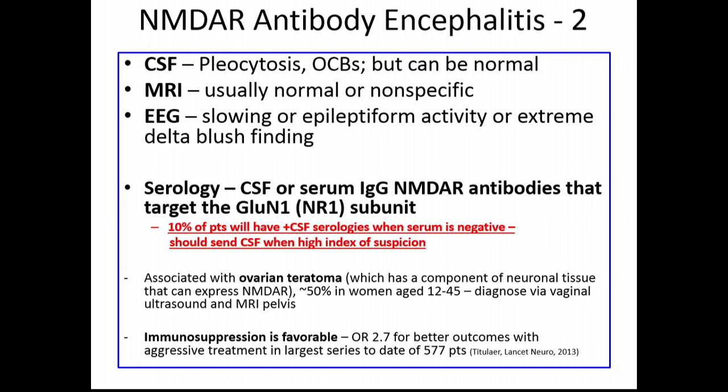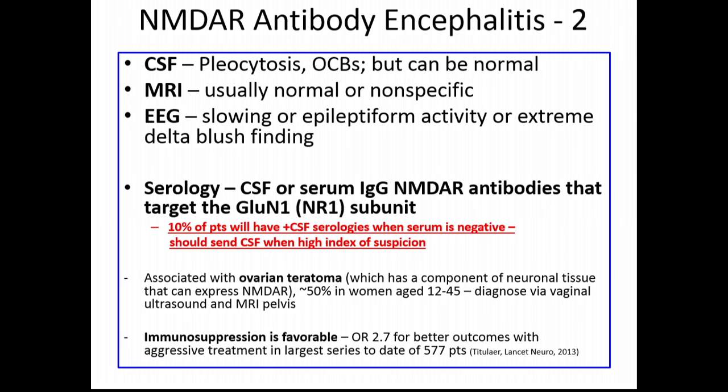MRI is usually normal or non-specific. So this is going to be an example where the MRI can be normal. And the EEG may show epileptiform changes. Sometimes in very extreme ICU type cases, you'll see this finding of a delta brush, but it's not usually something where that's the diagnostic clue. Usually it's pretty obvious by that point of what you're dealing with. The key here is that you can make this diagnosis now with serology. Typically it's CSF, but can be serum. It's an IgG against the GLU-N1, the NR1 subunit of NMDA.